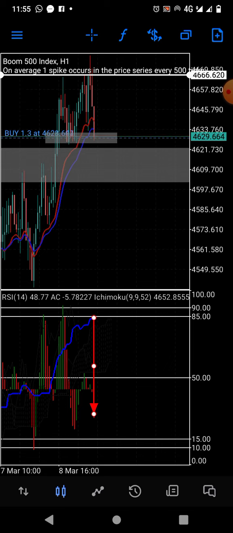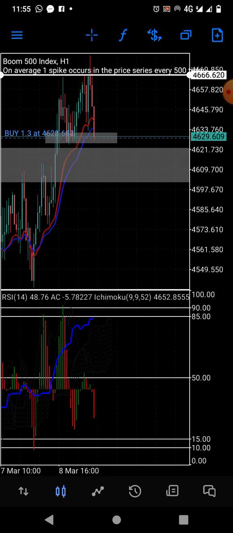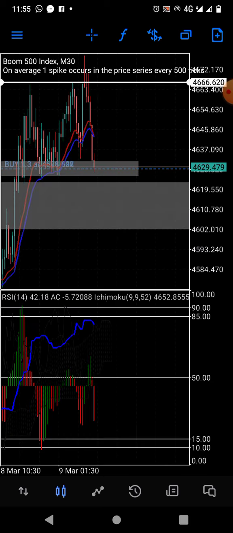So that's my target. All I'm going to do is just sit and wait, relax, guys, and wait for it to play out. This is a high probability trade, guys. The indicators have confirmed it, and secondly, we are on the support level on the 1 hour time frame. Let's go to the 30 minutes time frame and take a look and see how it looks.